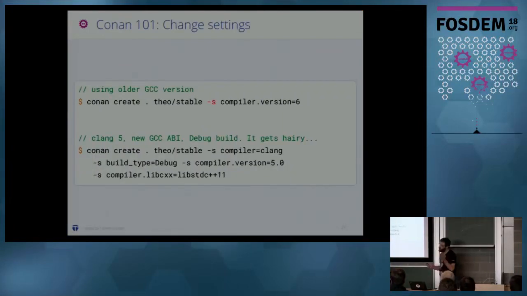So Conan auto-detected my settings, but you can specify your own. Like here, let's say I have GCC 7, and I want to use a really old version, GCC 6, and I use the -s option to specify the setting. So let's say we want to build for Clang 5 with the newest GCC ABI, debug build. It gets a bit tricky because it's hard to type, it's long enough.